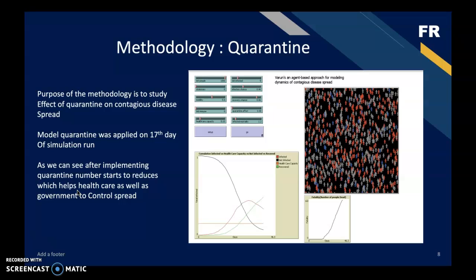Now for the methodology, we call it quarantine or stay in shelter, for flattening the contagious disease spread. In the simulation run, we are applying the quarantine methodology on the 17th day of the simulation run. So as we can see here in the graph, after applying the methodology, it reduces the number of infected count.